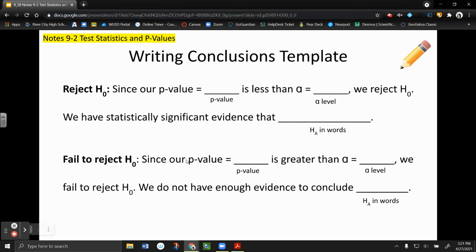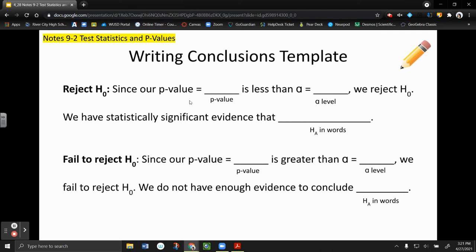If you're failing to reject, this is what your conclusion looks like. Since our p-value equals whatever is greater than alpha, because you fail to reject when it's greater, we fail to reject our null hypothesis. And then you say we do not have enough evidence to conclude whatever the alternative was.